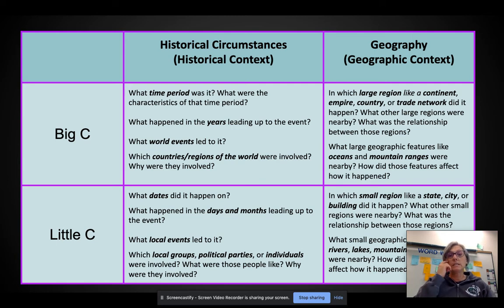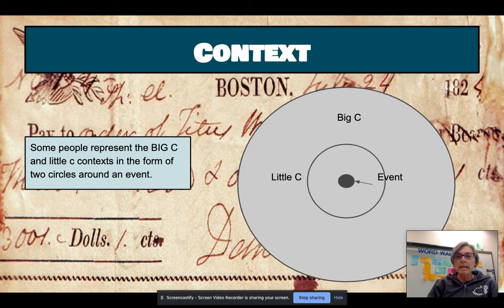Big C context. This is looking zoomed out. What's going on in the world in relation to the event? Little c context is zoomed in closer to the event, is more localized and closer in time to the event. So you may be asked to look at both big C, historical circumstances and geography, or little c, historical circumstances and geography when analyzing a document. A lot of times we like to think of it as a circle or a set of circles, the event in the middle, with little c context. It's kind of like the ripples in a pond. How far out do we go where we feel the impacts of that history and that geography?